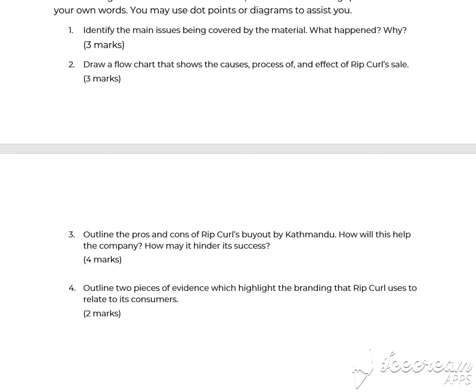And the same with the 3 marks for question 1. What happened? Getting that correct is 1 mark. Explaining why it happened is 1 mark. And using examples from the text to support what you're saying is 1 mark.